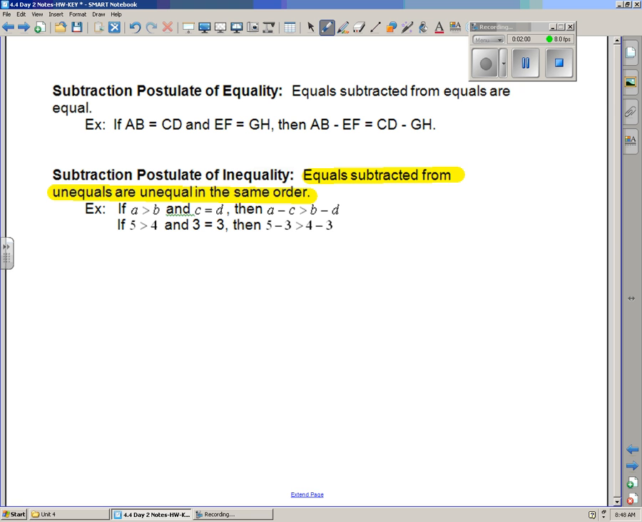Okay, so make sure you understand that. I've got my equals here, and I'm subtracting them from my unequals. Where I was greater than to begin with, I'm still greater than to end with. So equals subtracted from unequals are still unequal in that same order.